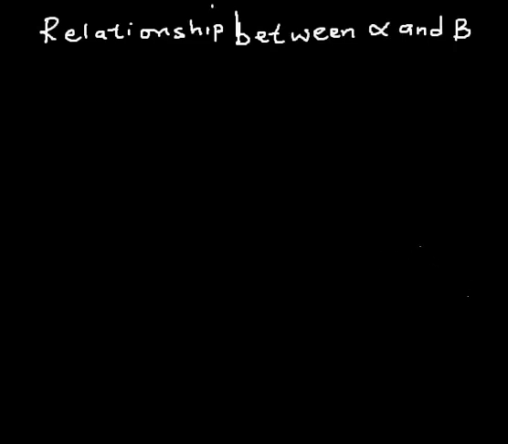Hello, welcome back. In this video we're going to be looking at the relationship between alpha and beta. We already know that alpha is the DC transfer ratio of the common base transistor configuration. Alpha is equal to the collector current over the emitter current.